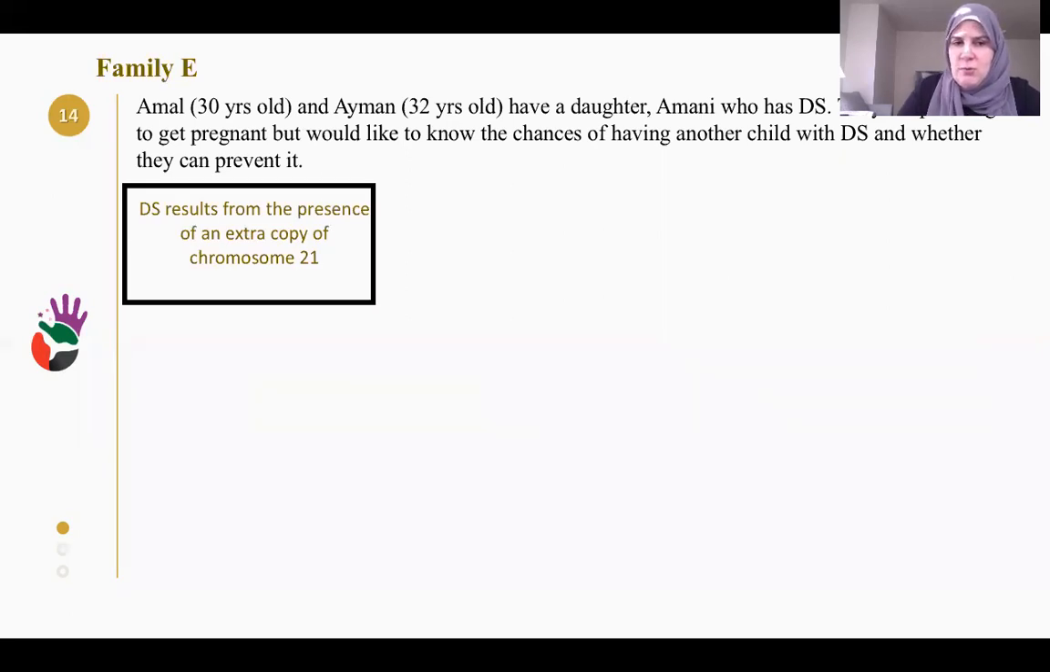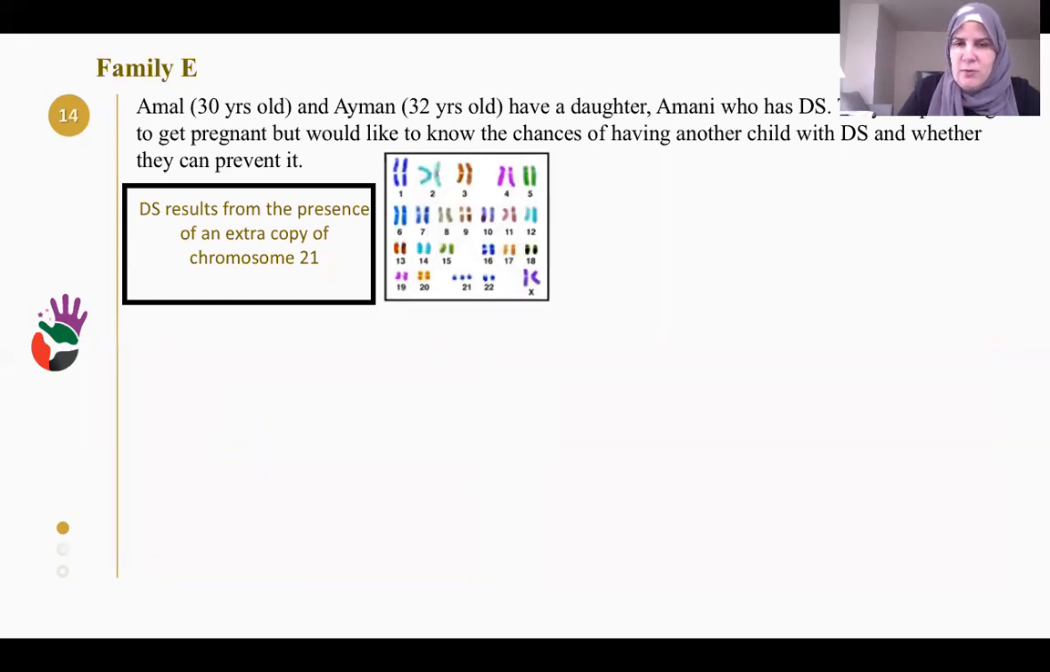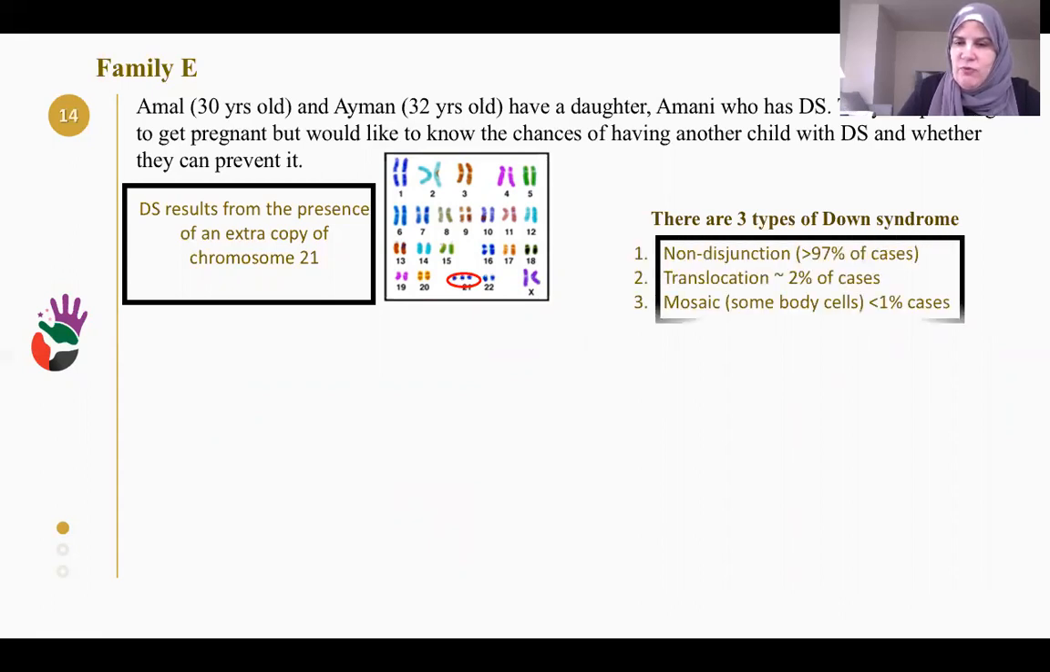So we all know that Down syndrome results from the presence of an extra copy of chromosome 21. These are all the chromosomes in the body, and we have two of each, but in the case of Down syndrome, there's an extra copy of this small chromosome. In general, there's a lot to talk about, but I'll just summarize by saying that there are 3 types of Down syndrome from a point of view of chromosomes. The first type is called non-disjunction, and that is 97 to 98%. Most children with Down syndrome will have non-disjunction, and it looks like this on a chromosome analysis.